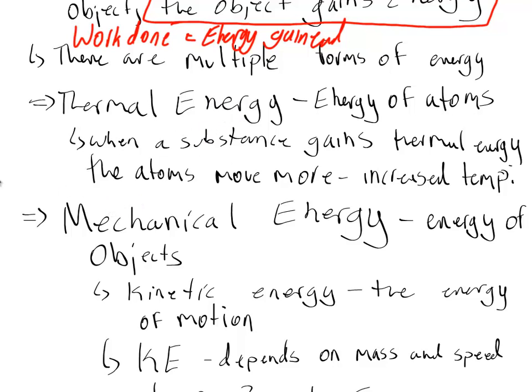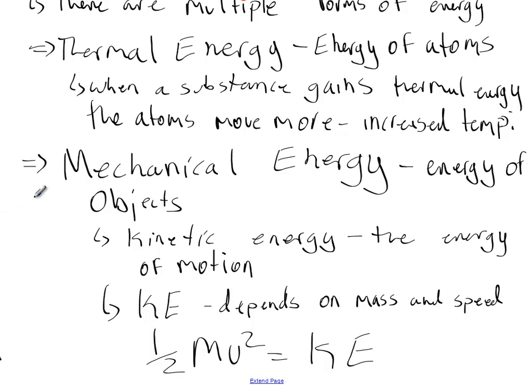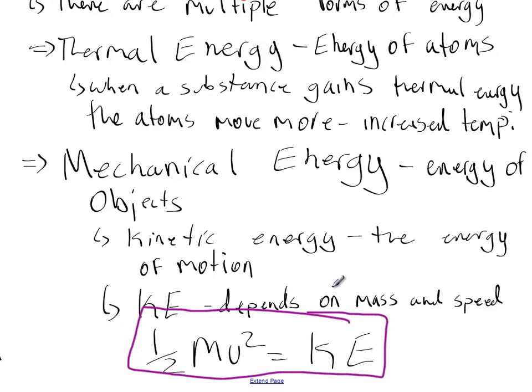Now, some other types of energy. Energy of objects is mechanical energy. There's two major kinds of mechanical energy. There's energy due to motion and energy due to other forces that are acting on it. Energy due to motion is called kinetic energy, and we have talked about this before. This is a big deal. Kinetic energy equals 1/2 mv squared.